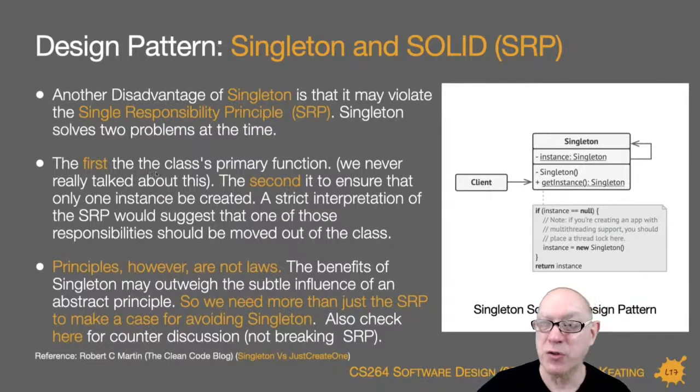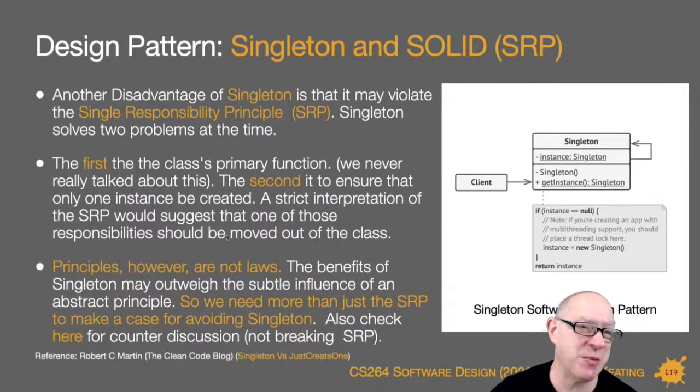So the first is the class's primary function. We haven't actually talked about the class's primary function. Whatever it does, it does. But the second is to ensure that only one instance be created. So a strict interpretation of the SRP would suggest that one of those responsibilities should be moved out of the class. So if you do that, it ceases to be useful as a singleton.